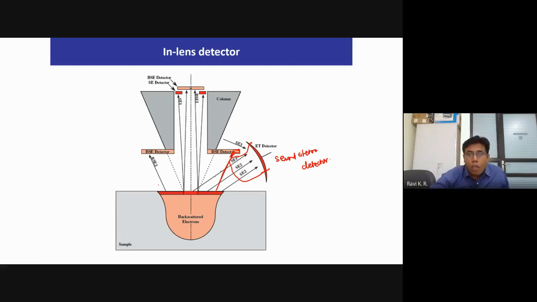But this can be done only when you come closer, because when you are far away, SE1 can also go in this direction. Let's say you put a sample somewhere here. SE1 can also escape. Most of the SE1 can escape. Then you don't get a proper number of secondary electrons to actually measure. So that's the in-lens detector that we are talking about.